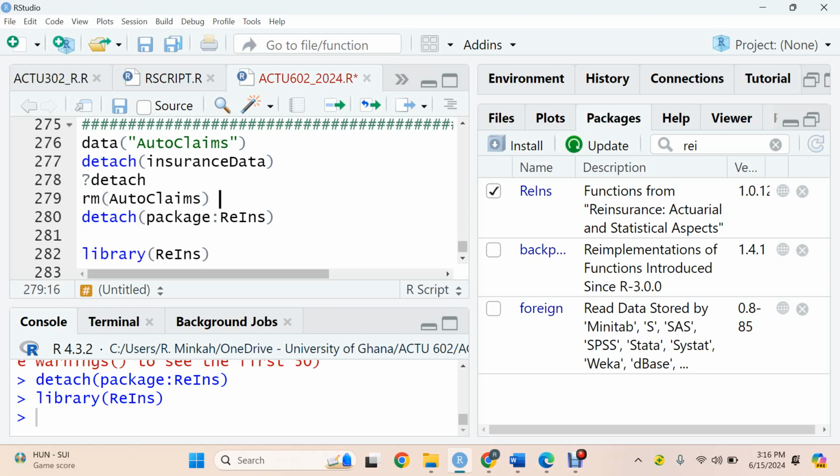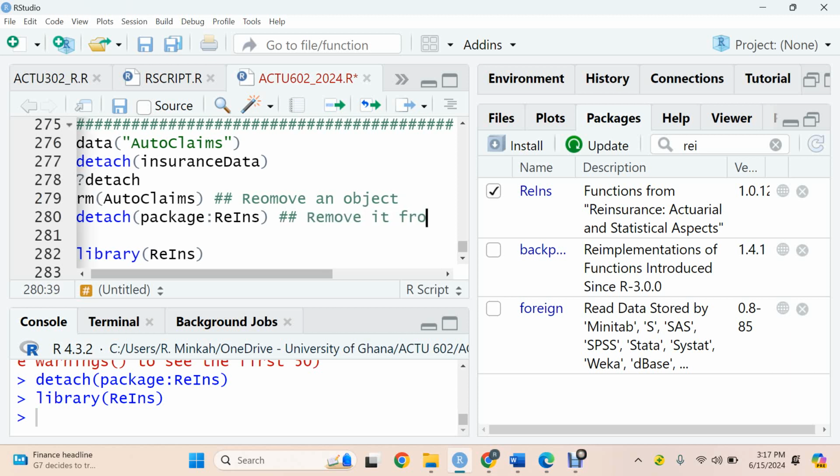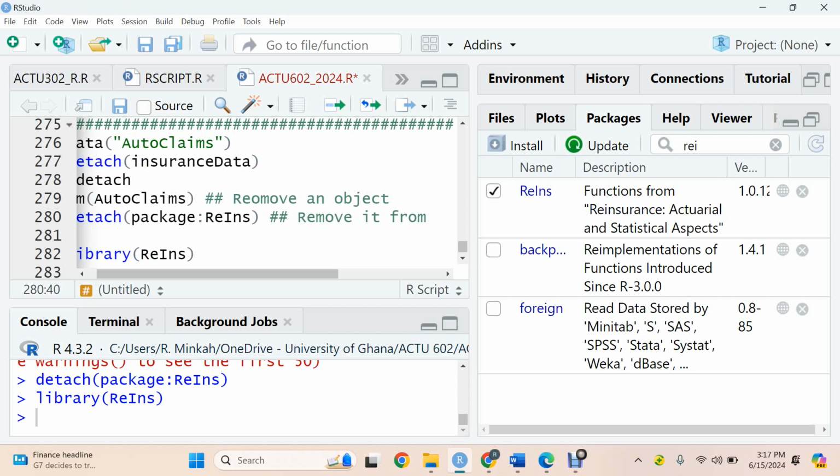Okay, then I can now, let me just comment these ones out. So this is to remove an object. Remove an object. Okay. And this is to detach a package. I mean, virtually remove it. Not entirely from R, but from the working environment. Yeah. Okay.